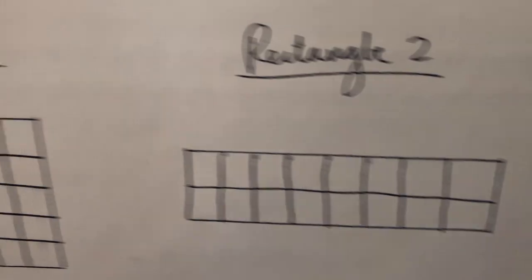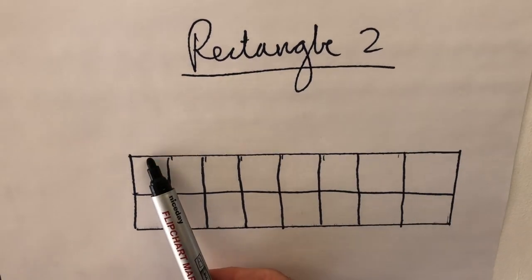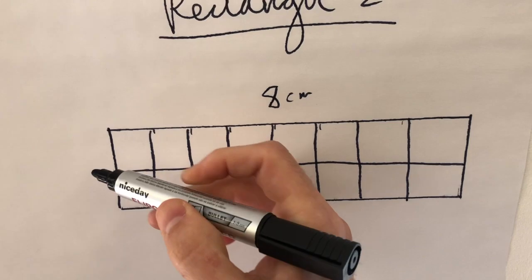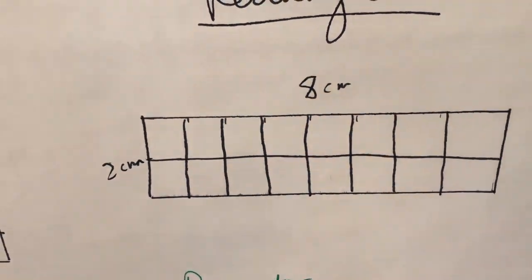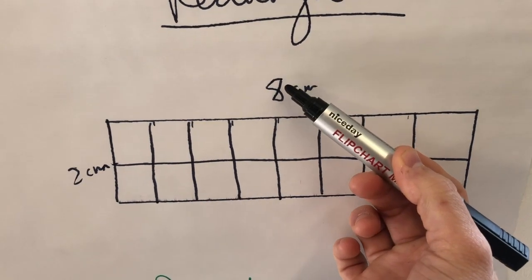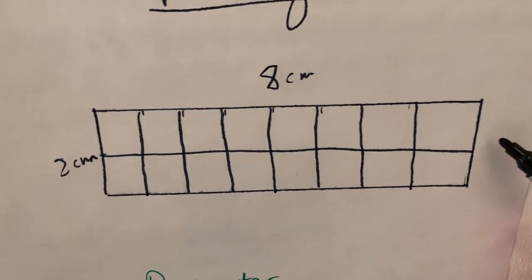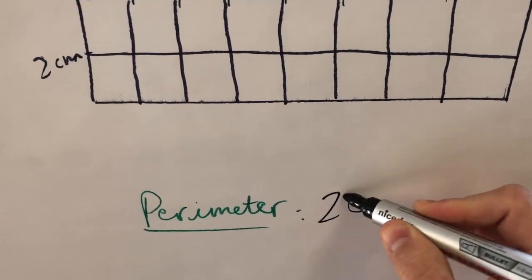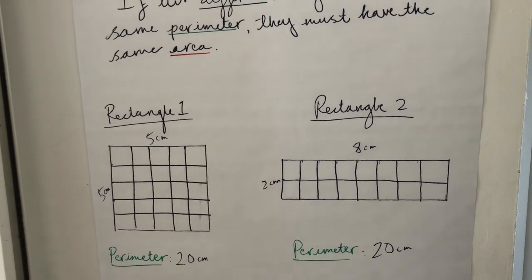Rectangle 2 is different, obviously. You can see it is more rectangular. It has a length of 8 centimeters and a width of 2 centimeters. That means that its perimeter is 8 add 2, which is 10. We know this side is also 8 add 2, this is another 10. So our perimeter would be 20 centimeters. Okay, two different rectangles, the same perimeter. Do they have the same area?